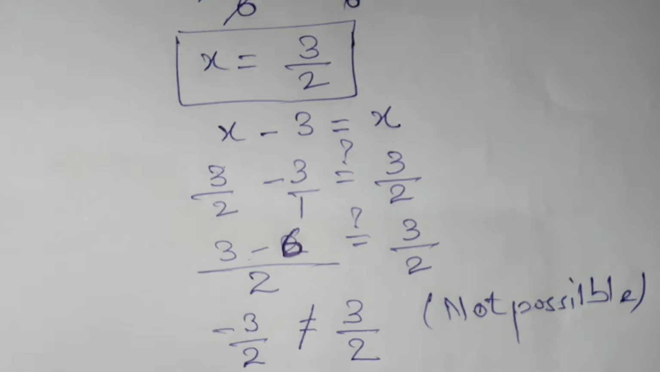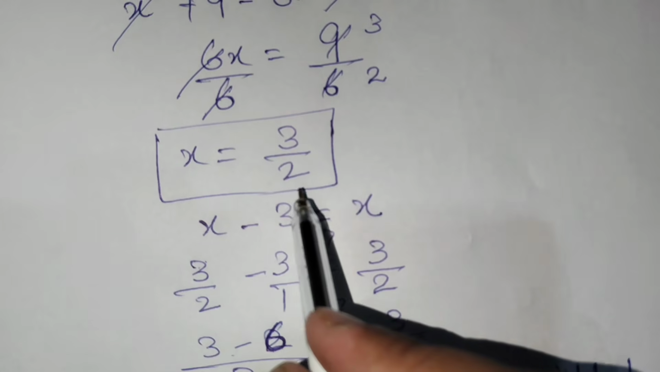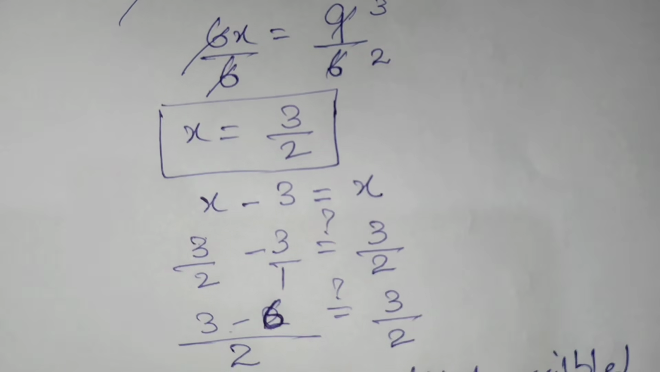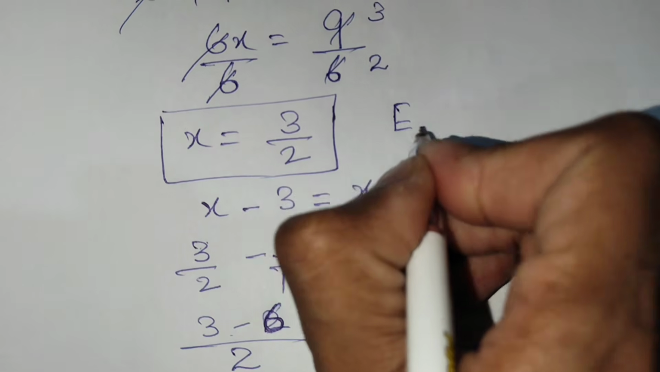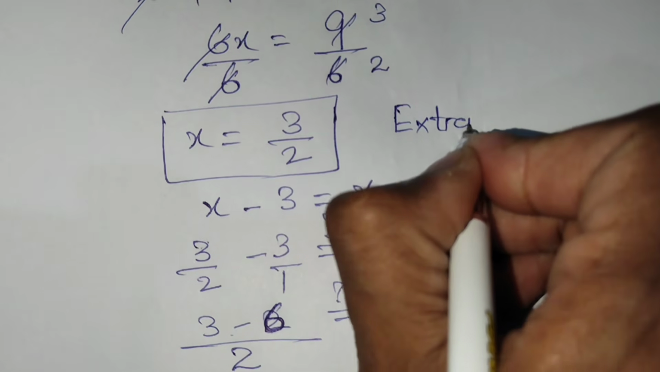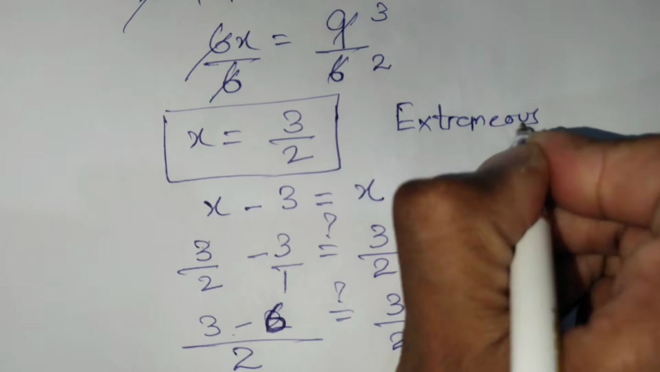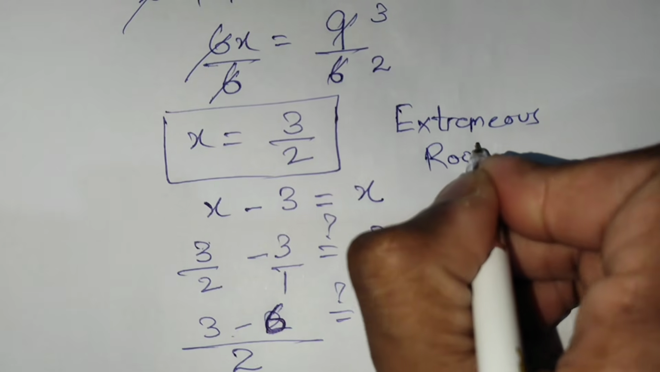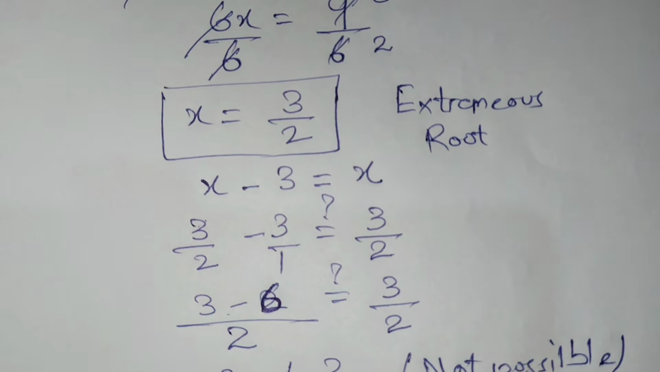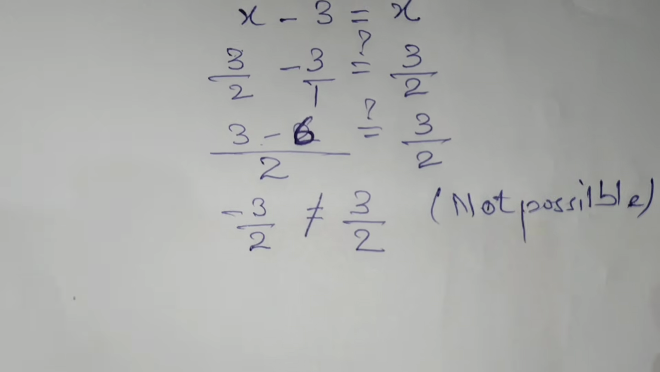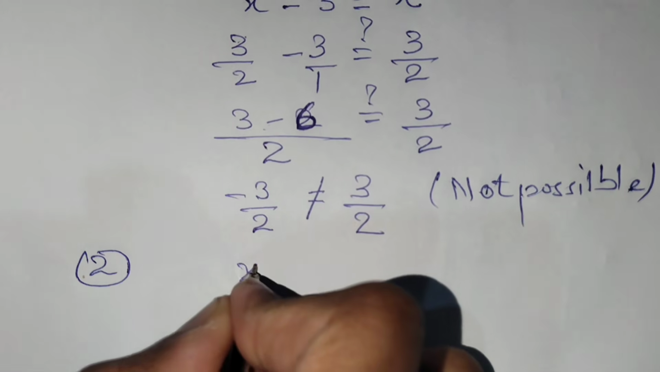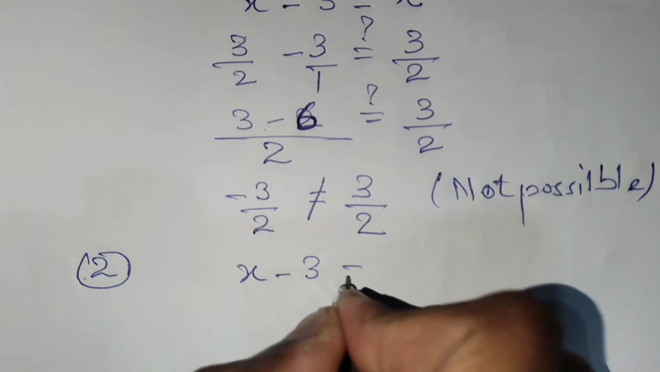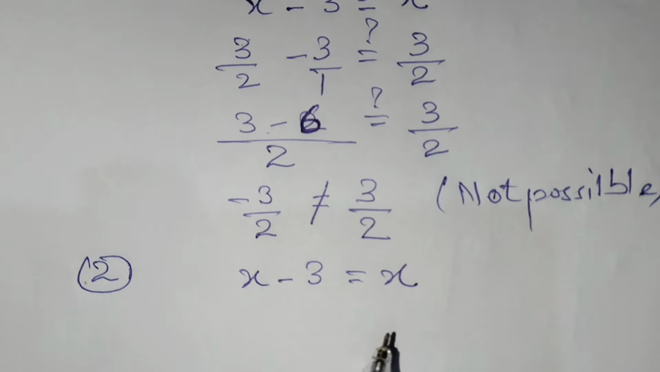Although we have found the value of x, which is 3 by 2, this is an extraneous root. The root which does not satisfy the original equation is called an extraneous root. So now we will move to the second method. We have given x minus 3 is equal to x.